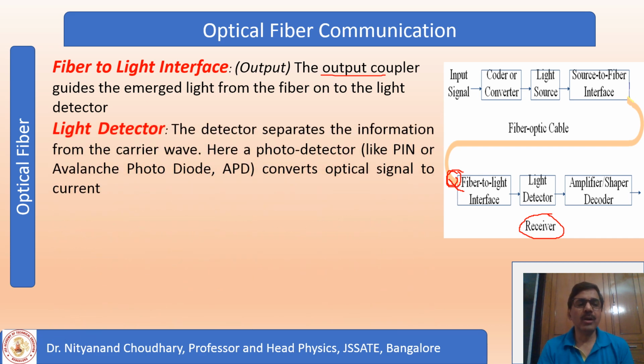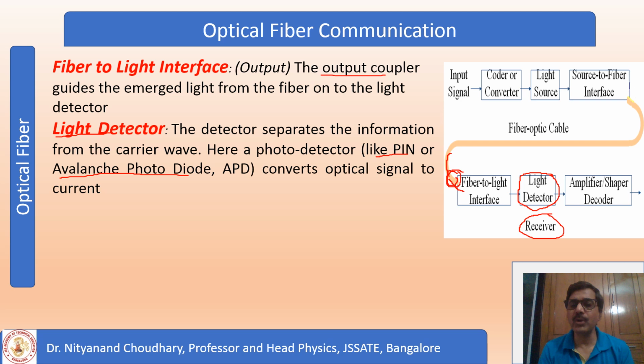Next is your light detector. What is coming through the optical fiber, this information channel? Light is coming, and on the light you have the electrical signal. Here the light will be detected. The detector is going to detect the light, and it is going to remove all the noise and other unwanted things that it contains. How are we going to detect this? We are going to detect it with either a PIN diode or an avalanche photodiode, also called APD. That converts the optical signal to the electrical signal.